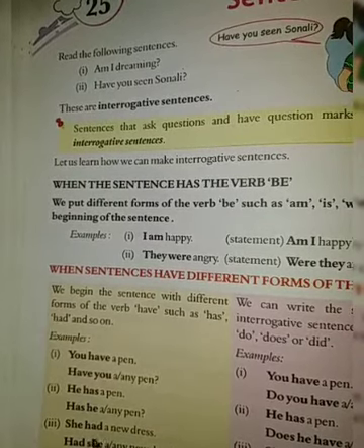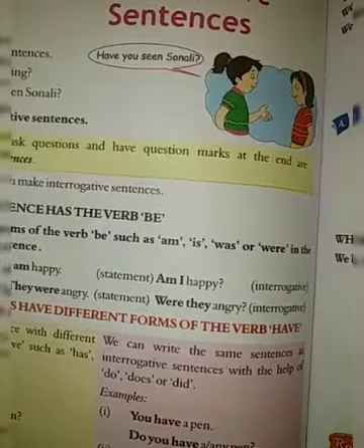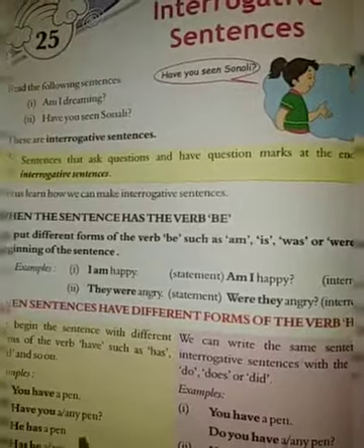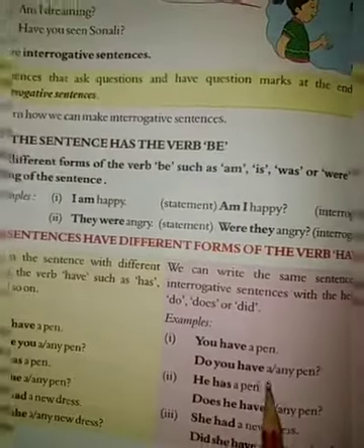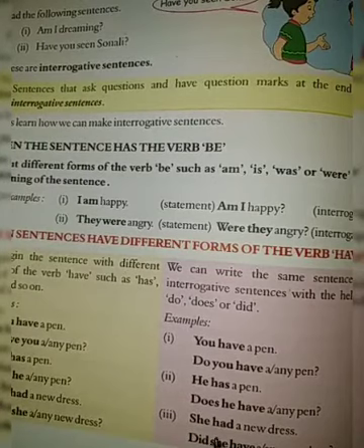She had a new dress. Had she a new dress? You have a pen. Do you have a pen? You can write like this and this also. Both are correct. He has a pen. Does he have a pen? She had a new dress. Does she have a new dress?